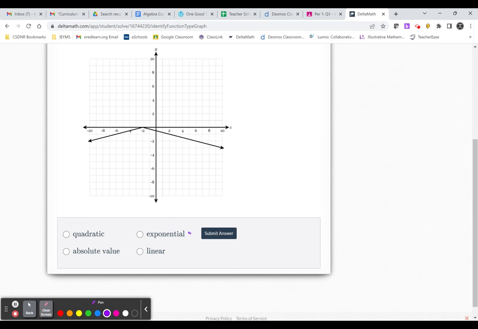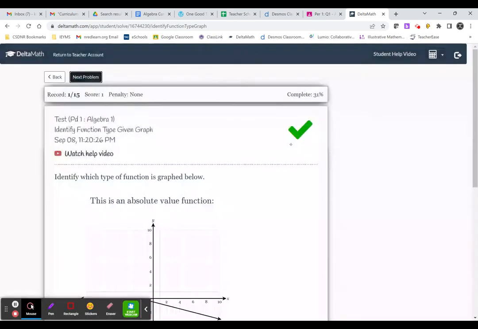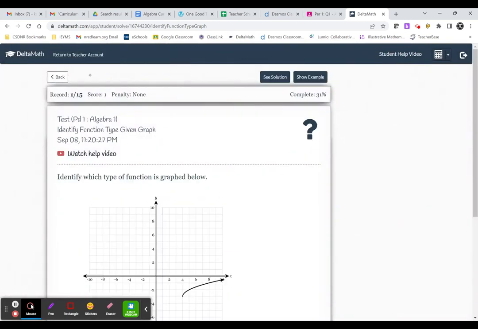An exponential is like a J shape or a backwards J. So I see here that this one has a really sharp turn, and the ones with the really sharp turns are the V shapes. So this one is an absolute value graph. Now let's take a look at another one.